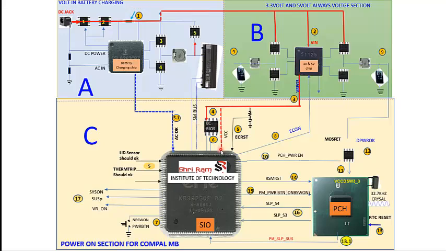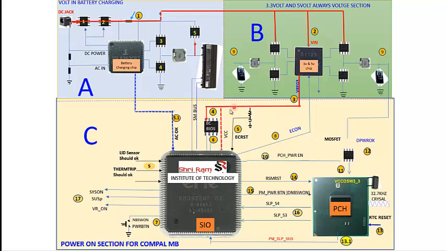So you have to check 3 volt at the SIO at its VCC pin, and if you can't get this voltage, then you have to go to this section and check the VRG3 output. If VRG3 is not coming but the input voltage is coming, then in that case this chip may be faulty. You have to replace this chip.